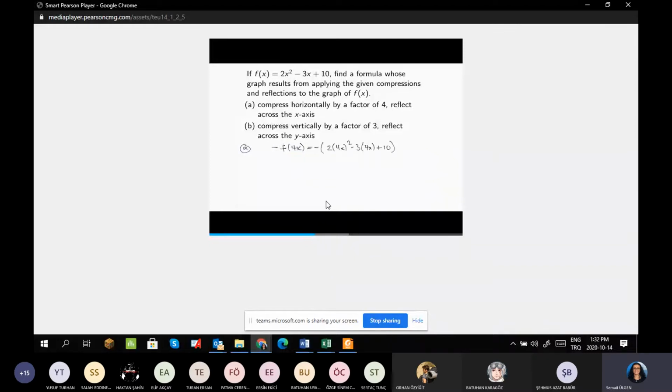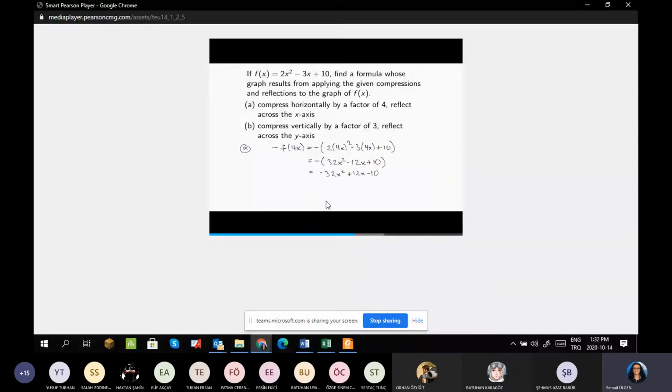So the opposite of the quantity 2 times 4x all squared minus 3 times 4x plus 10. Simplifying inside the parentheses, we get the opposite of the quantity, 32x squared minus 12x plus 10. So finally, that's negative 32x squared plus 12x minus 10.